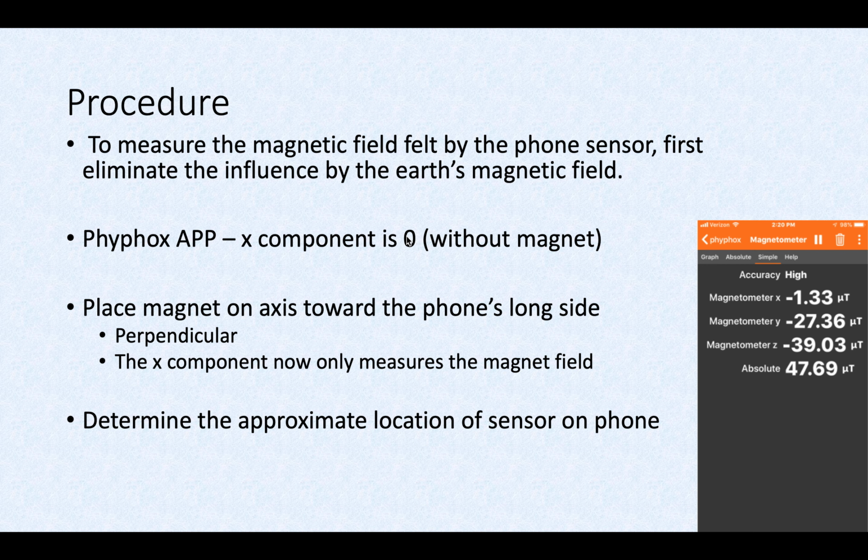So, procedure. To measure the magnetic field sensed by the phone sensor, first we need to eliminate the influence of the Earth's magnetic field. To do this, we use the app Phyphox to find when the X component is 0 without the magnet present. Then we place the magnet on axis towards the phone's long side, which will be perpendicular. This way, we can measure the X component, which will show only the magnetic field due to the magnet. And then you determine the approximate location of the sensor on the phone using the lab instructions.